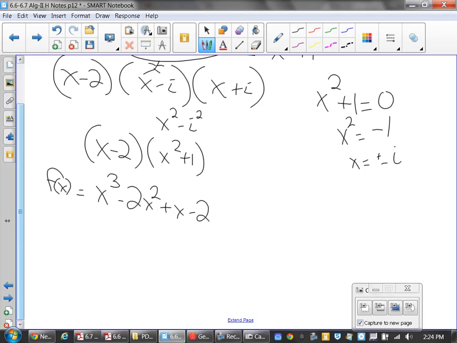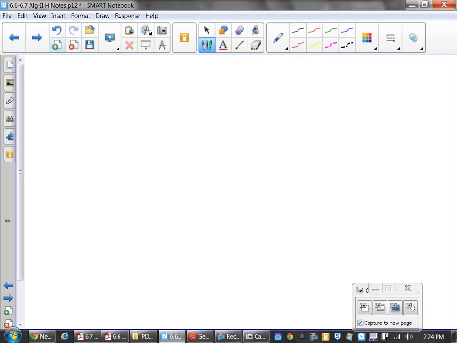Now, what will happen sometimes with the book is that they'll do this. They'll give you those as your 2 zeros. But if you have a negative i, what else should you always have? You're always going to have positive i. Remember, the i value only can be derived if you have a squared term somewhere. So if they give you the positive i, there has to be a negative i. If they give you a negative i, there has to be a positive i.